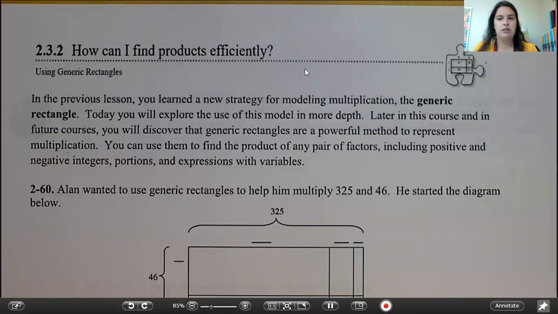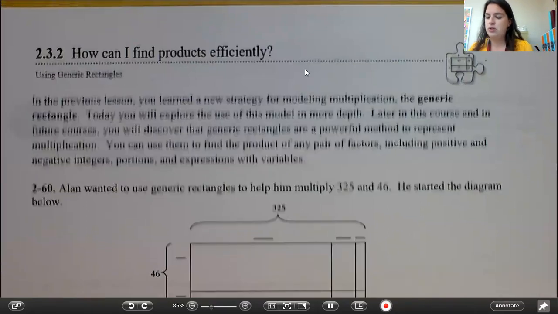So if you want to follow along as I read the introduction. In the previous lesson, you learned a new strategy for modeling multiplication, the generic rectangle. Today, you will explore the use of this model in more depth. Later in this course and in future courses, you will discover that generic rectangles are a powerful method to represent multiplication. You can use them to find the product of any pair of factors, including positive and negative integers, fractions, and expressions with variables. So we're actually going to go to problem 260 to start.